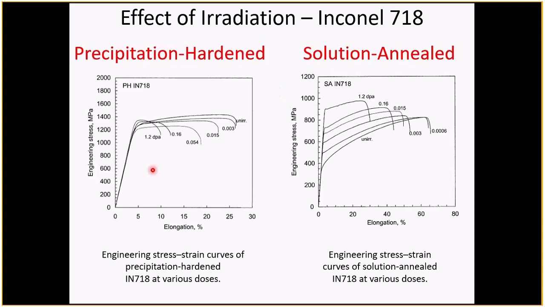So what happens when you irradiate them? This is a stress strain curve after different doses. There's unirradiated, and this is a low dose, and this is the Inconel 718. In terms of the engineering stress strain curve, the irradiation doesn't really lower the strength much. It just simply becomes more brittle, less ductile.